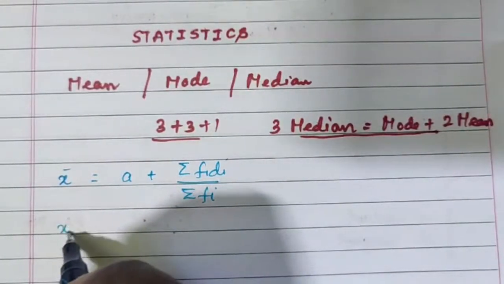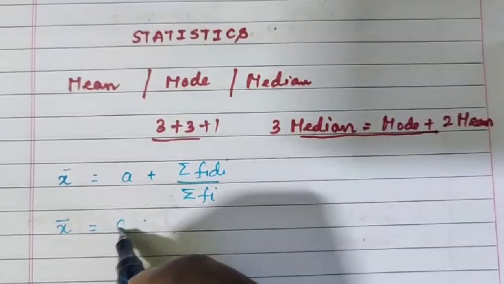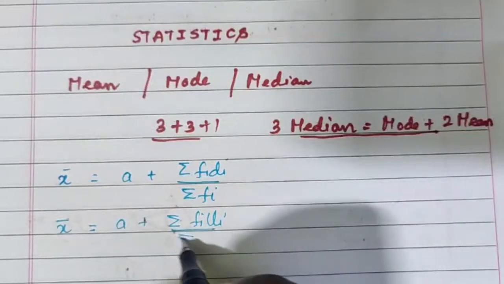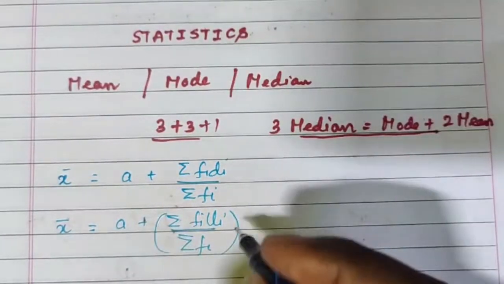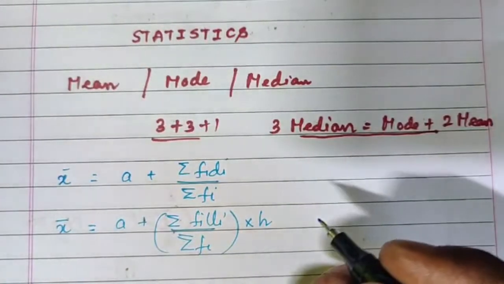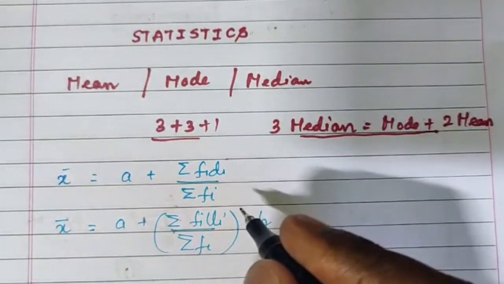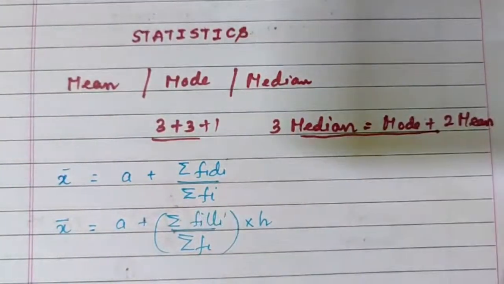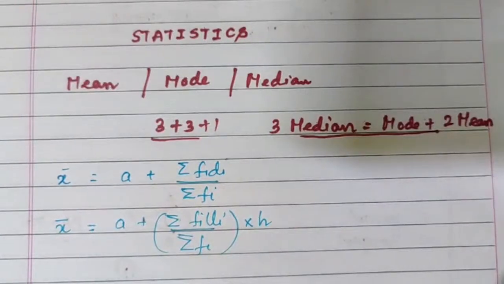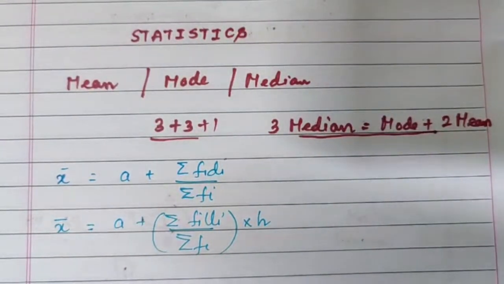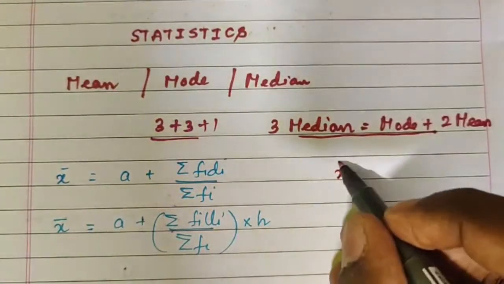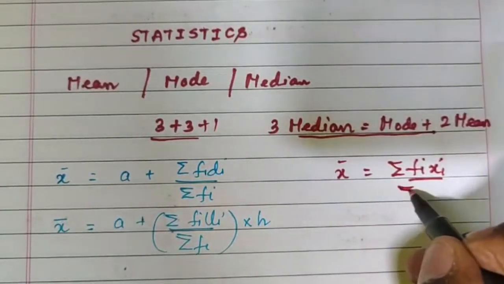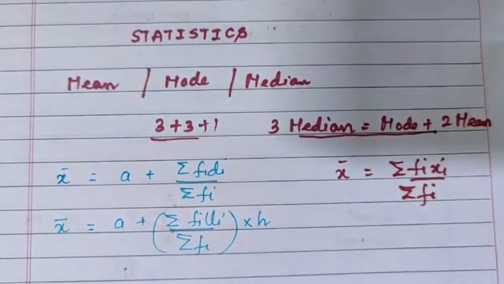For step deviation method, x bar equals a plus summation fi ui by summation fi into what? H, that is class size. So this can be asked in 1 mark. Do try to learn these formulas. Write the formula to find out the mean by assumed mean method. Otherwise, the mean by step deviation method. Direct method, it is x bar equals summation fi xi by sigma fi.